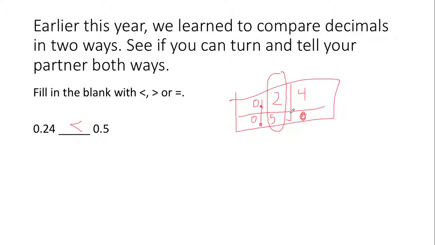And when we do that, the big idea there, right, is that we're writing 5 tenths in a different form so that it has the same value as 24 hundredths, so that we're comparing hundredths with hundredths. So that's the big idea. That's another way we can compare: 50 is more than 24.